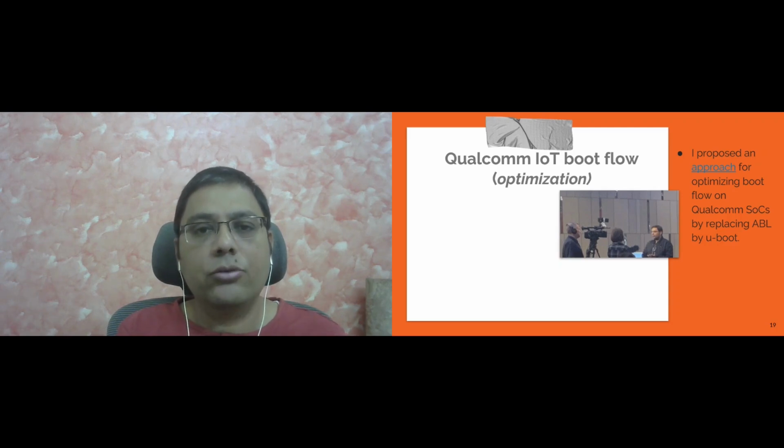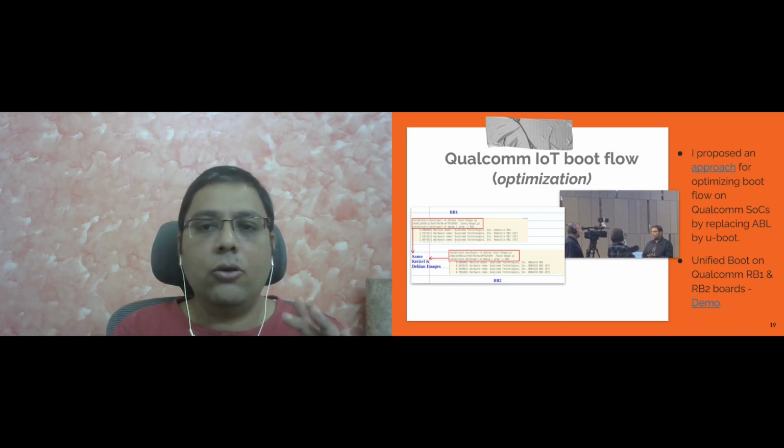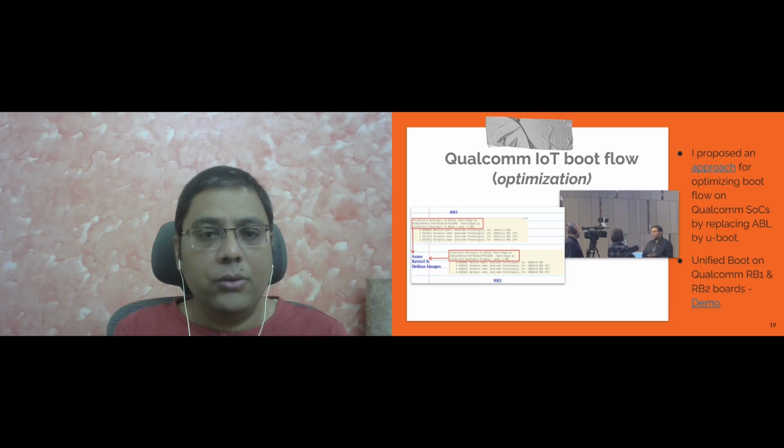on the Qualcomm Robotics RBx family of boards. Here you can see the unified boot flow working on the Qualcomm RB1 and RB2 boards. The approach uses the same boot firmware and the upstream kernel on the two boards, with the only difference being the device tree blobs. I have already upstreamed most of the initial support code for the same.